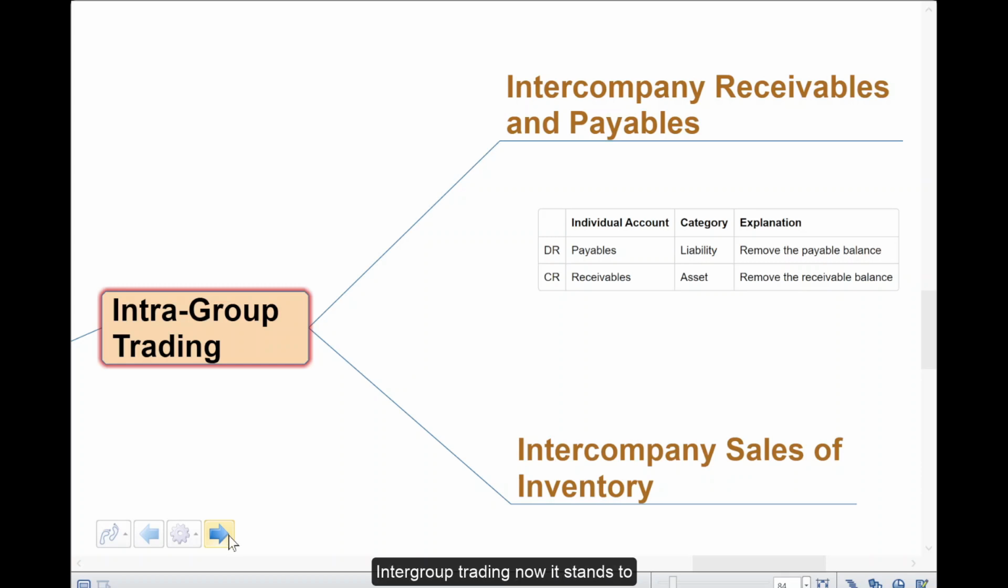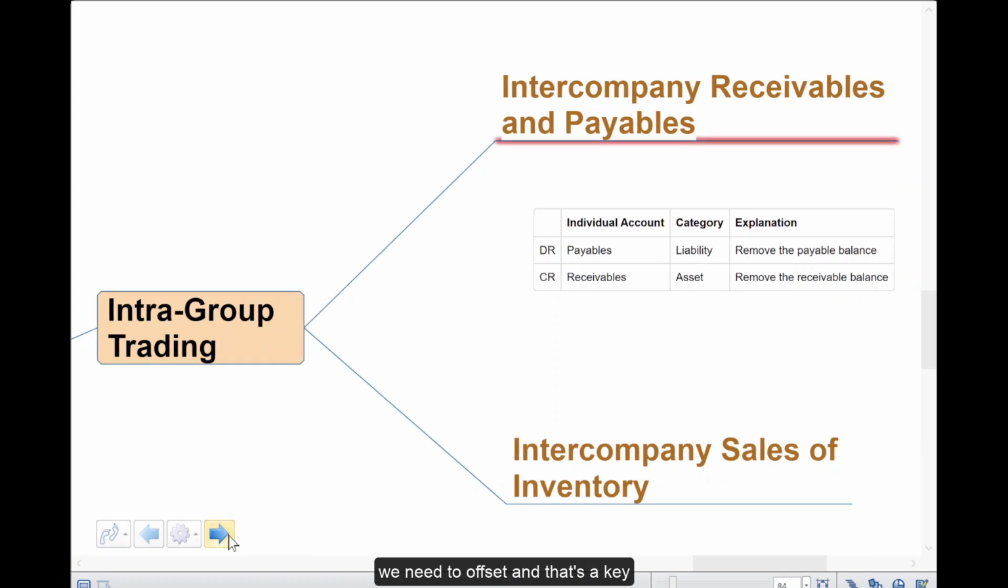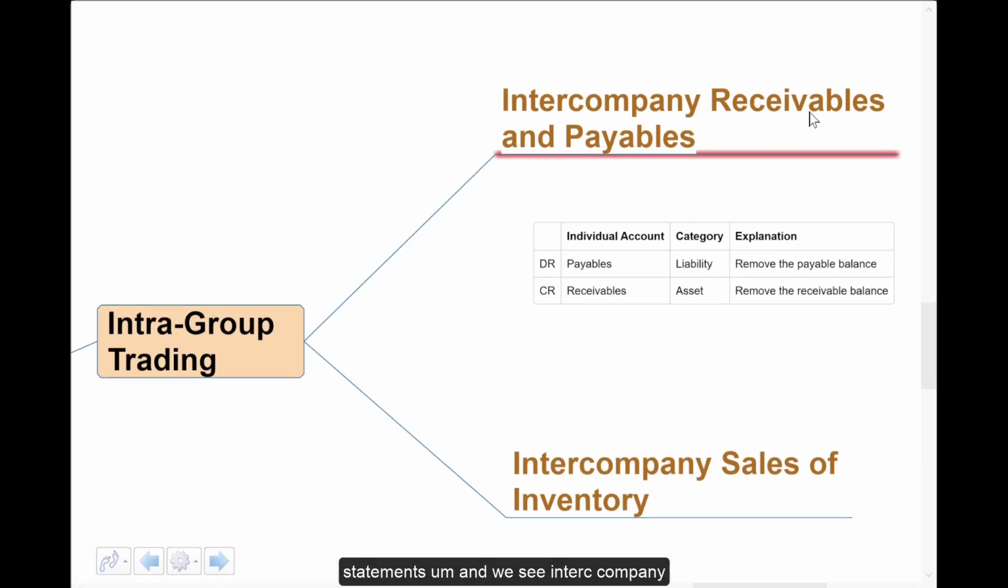Intragroup trading. Now, it stands to reason that if we've got two fairly sizable companies, there's a chance that they trade with each other. In accordance with stated consolidated financial accounts policy, we need to remove that element because we need to offset. That's a key principle within consolidated financial statements. And we see intercompany receivables and payables. So in essence, what we're talking about here is a contra.